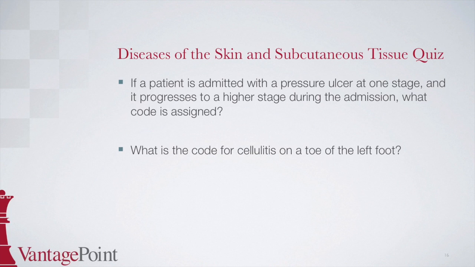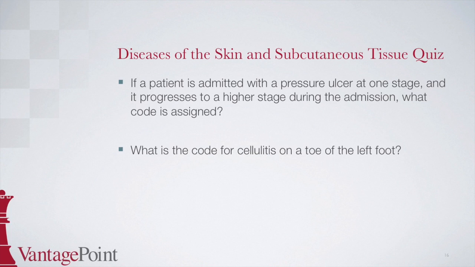Now it's time for our quiz. Our first question is, if a patient is admitted with a pressure ulcer at one stage and it progresses to a higher stage during the admission, what code is assigned? The second question is, what is the code for cellulitis on a toe of the left foot? You can pause the webinar to write down your answers and then hit play to find out if you were correct.